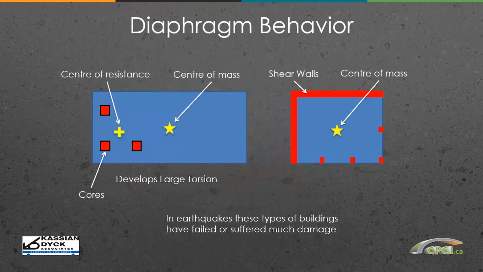That would develop a large torsional force during an earthquake, and also as shown on the right-hand side, if you just had shear walls on 2 sides, that's certainly not a good system for resisting torsion where you've got a center of mass in the middle with the earthquake load being applied there. That would not be a very good system as far as torsional resistance.